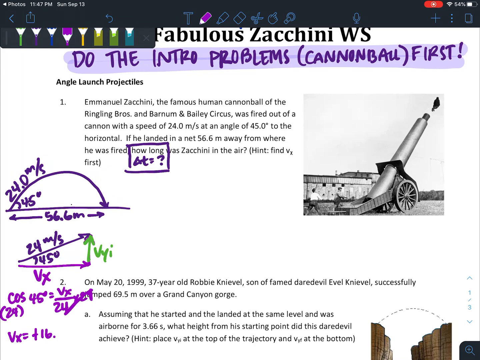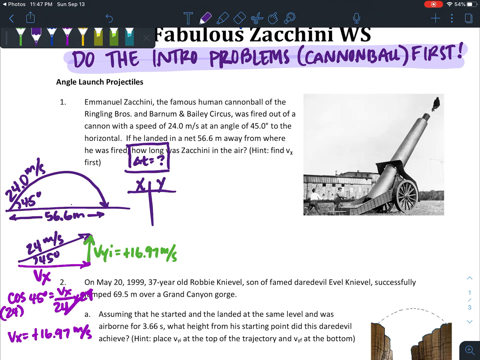16.97 meters per second. So the nice thing about a 45-degree angle is that both angles are 45 degrees, which means both sides have to be the same. So I actually don't have to solve for Vyi. That's just a nice little trick from geometry that I want to use for sure.